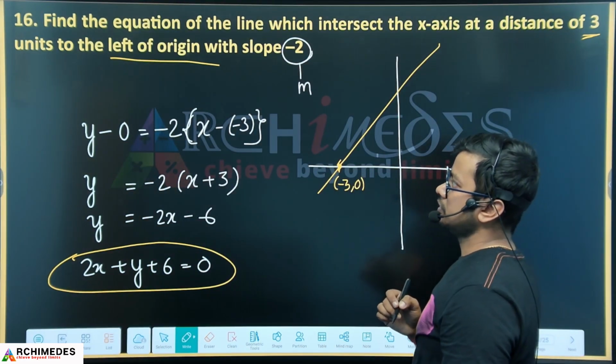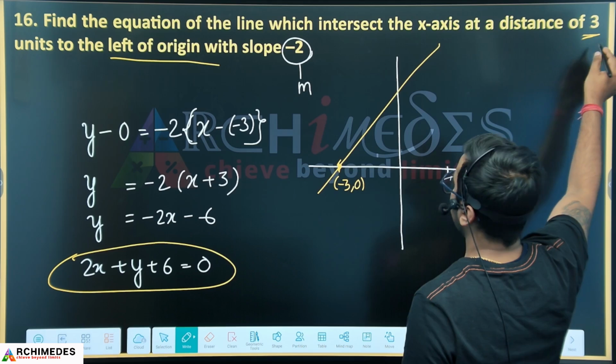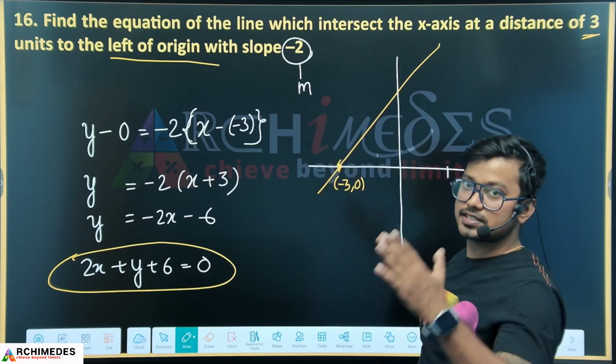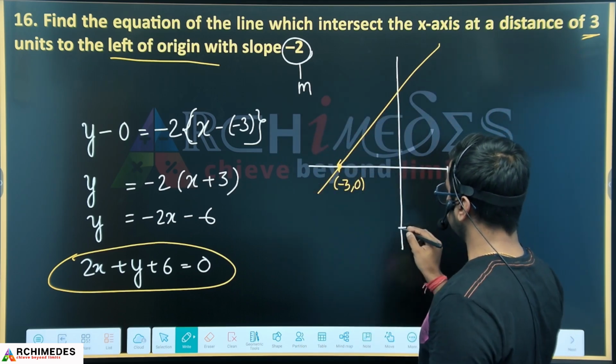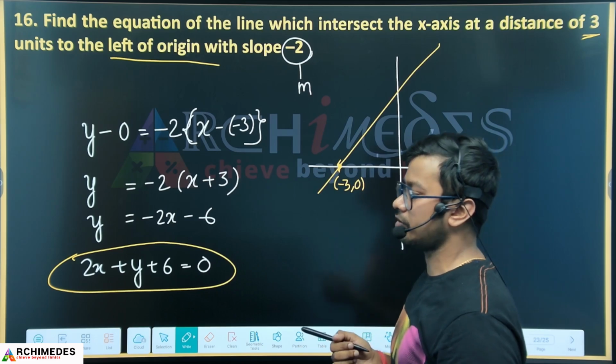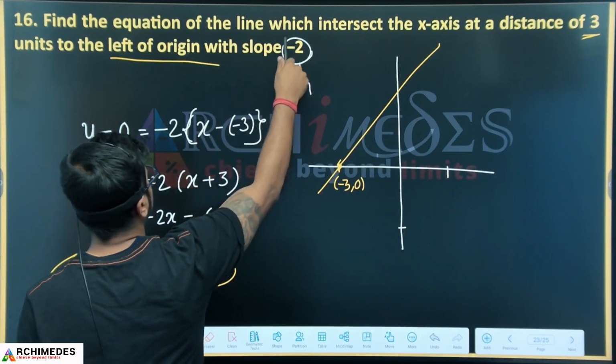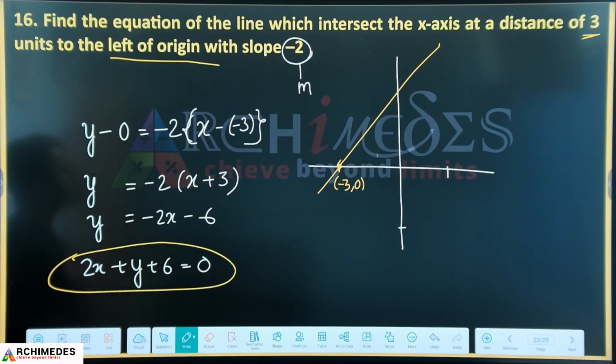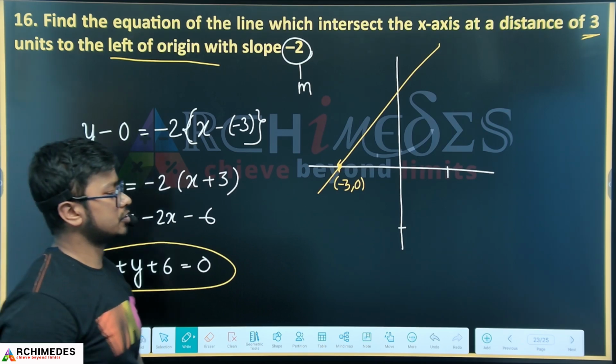Clear? Sometimes they will give x-axis at 3 units to the left and y-axis down. Then y-axis down means you have 2 points, so you can use intercept form. But here slope is given. Any doubt? Clear? So let's proceed to the last question.